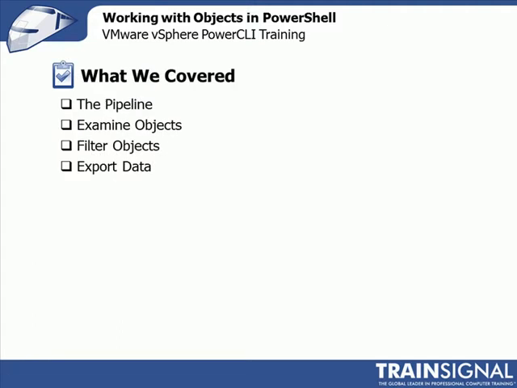So what we've covered in this working with objects in PowerShell lesson, we talked about the pipeline. I explained how basically you start at the left and you go to the right, and these objects move through the pipeline. You can then examine them using the Get-Member commandlet, and you can filter these objects using either other commandlets or something like the Where-Object commandlet. And we also played with Select-Object. And lastly, export data. We talked about how you could convert to HTML or export to CSV.